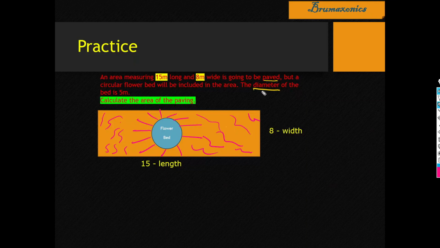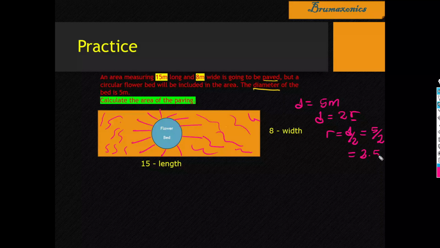So if we are given the diameter of the circle, it means that the diameter is equal to 5 meters, and the diameter is equal to 2 times r. And this means that if we are looking for the radius of this particular circle, then that will definitely be r, which equals d divided by 2. Then this equals 5 divided by 2, and this will give us 2.5. So if we get the 2.5, we can get the area of this circle.